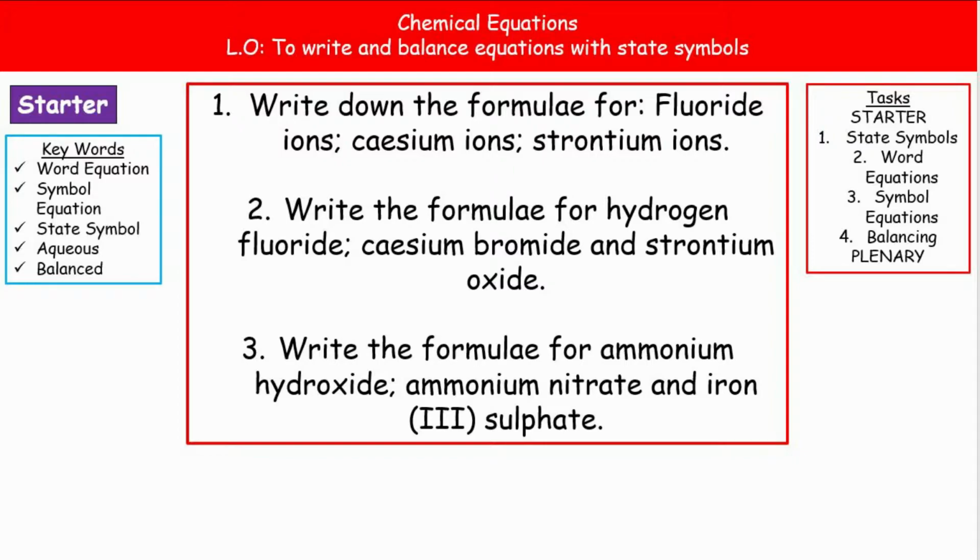So what we're going to be doing in today's lesson is having a look at the different types of chemical equation that we can write. So hopefully by the end of this lesson you're going to be able to write word and symbol equations, you'll be able to balance them and know what state symbols are. To start us off though, we've got 3 questions based around our previous lesson, so have a go at answering those in your books for me.